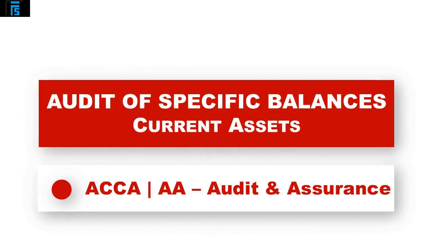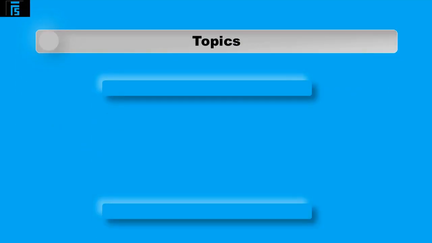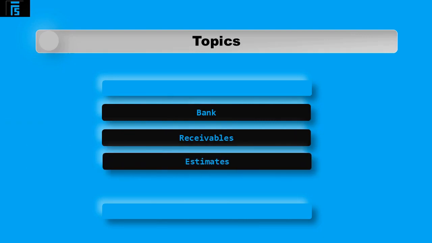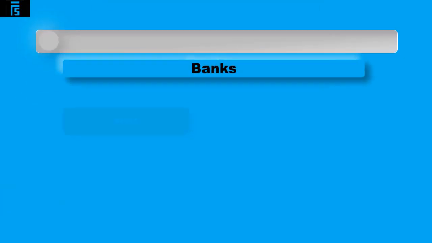This video will cover some practical ideas and examples of how an auditor will audit current assets. We are going to cover the audit of bank, receivables, estimates and inventory.